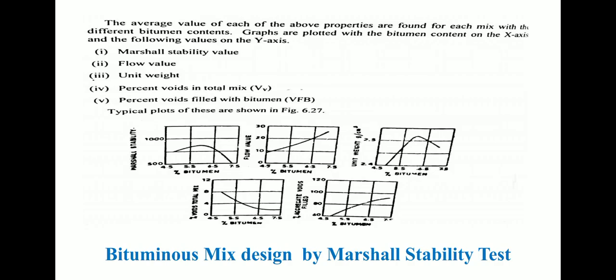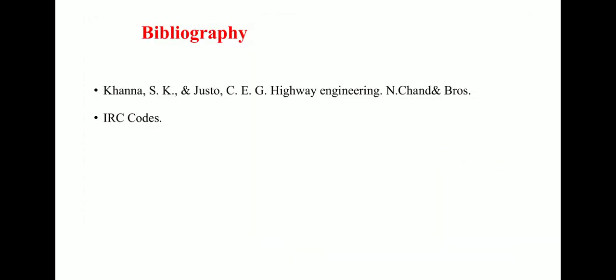So the x-axis will be the percentage bitumen, this will be constant, whereas the y-axis will differ and you have to plot these 5 graphs. On the y-axis you have to plot the Marshall stability value, then the flow value for the second. For the third graph there will be unit weight on the y-axis. For the fourth graph there will be percentage voids in total mix, that is VV, on the y-axis, and for the fifth one percentage voids filled with bitumen on the y-axis. So this all gives you the bituminous mix design by the Marshall stability test.